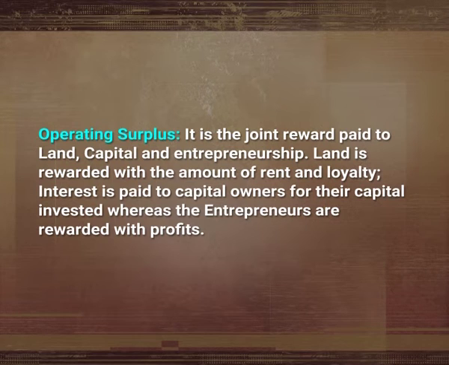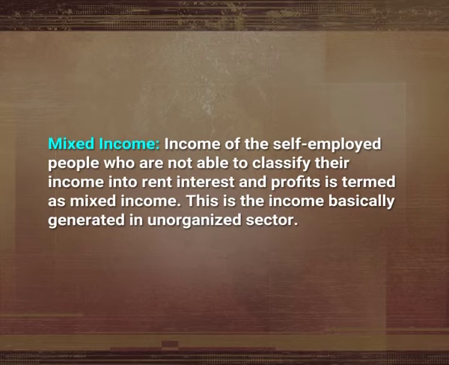Operating surplus. It is the joint reward paid to land, capital and entrepreneurship. Land is rewarded with the amount of rent and royalty. Interest is paid to capital owners for their capital invested, whereas the entrepreneurs are rewarded with profits. Mixed income. Income of the self employed people who are not able to classify their income into rent, interest and profits is termed as mixed income.